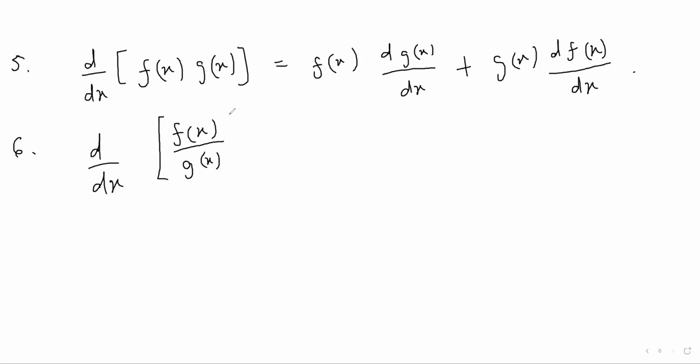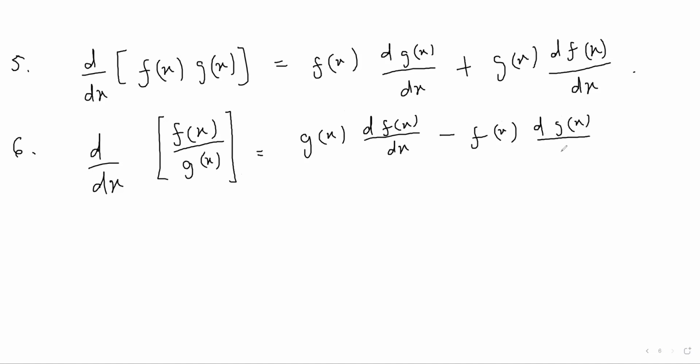The derivative of f of x divided by g of x is given by the following. For this one, you go g of x multiplied by the derivative of f of x with respect to x, minus f of x multiplied by the derivative of g of x with respect to x.